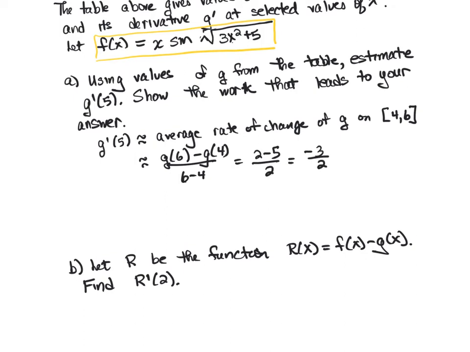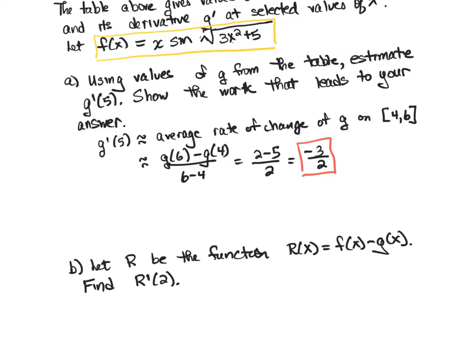So that was very straightforward. Do not use the equation of the tangent line here. The equation of the tangent line is used only to approximate the value of a function near the point of tangency. If we have to approximate the derivative, we use average rate of change. Okay, so let's continue.